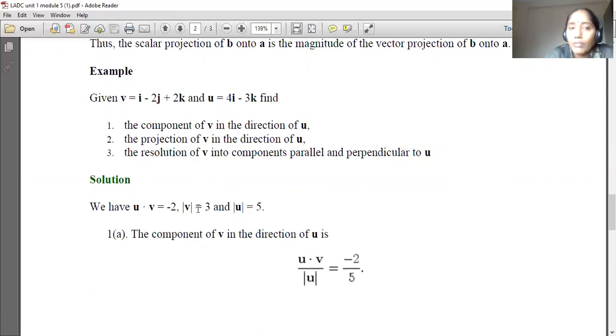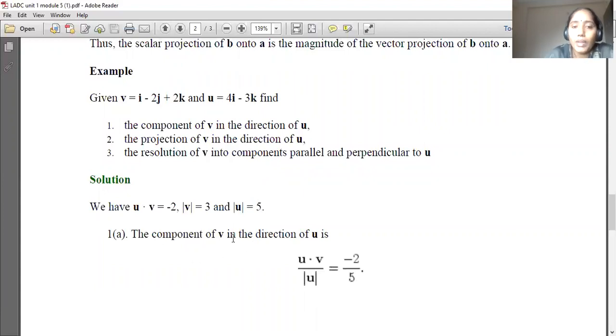So the modulus of v means the square root of the i bar coefficient squared plus the j bar coefficient squared plus the k bar coefficient squared. That means 1 squared plus 2 squared plus 2 squared, that is 1 plus 4 plus 4, which becomes 9. Square root of 9 is equal to 3. Coming to the modulus of u, the square root of 4 squared plus 3 squared, that is 16 plus 9, square root of 25 is 5.